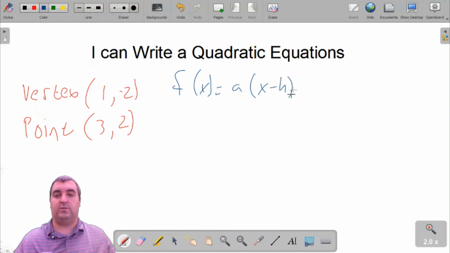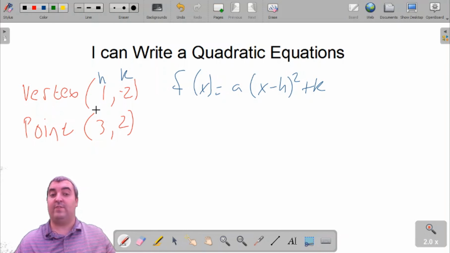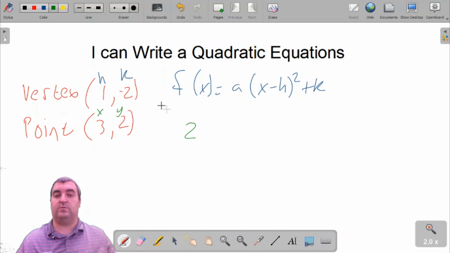y equals a times x minus h squared plus k. Well, guess what? We have h and k. We just don't have a. So the way we're going to figure this out is we do have an x and a y, though. So we can substitute those in to help us find a. So we're going to say 2, because y is the same as f of x, equals a, we don't know, times x is 3 minus h, which is 1, squared, plus k, which means plus -2, which is the same as -2.